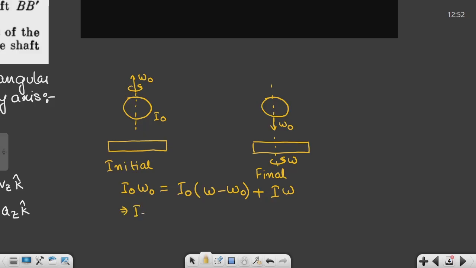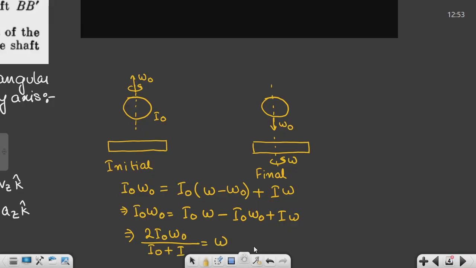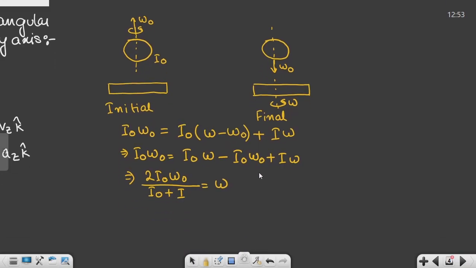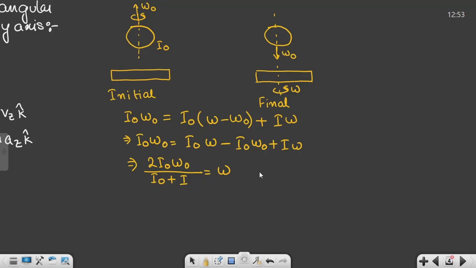Now if I find it out, I naught omega naught is equal to I naught omega minus I naught omega naught plus I omega. What do I need to find out? I need to find out the value of omega. So it would become 2 I naught omega naught divided by I naught plus I naught plus I is equal to omega. Now if I want to find out the work done, work done is nothing but final kinetic energy minus initial kinetic energy, isn't it? Just wait a minute.